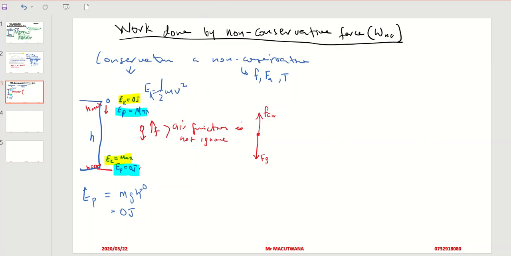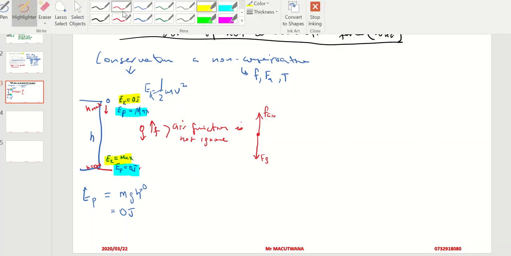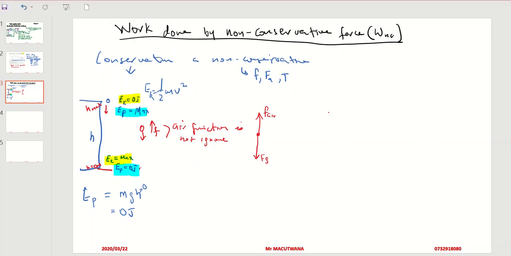And we ended up having this equation, which said EM at the top is equal to EM at the bottom.